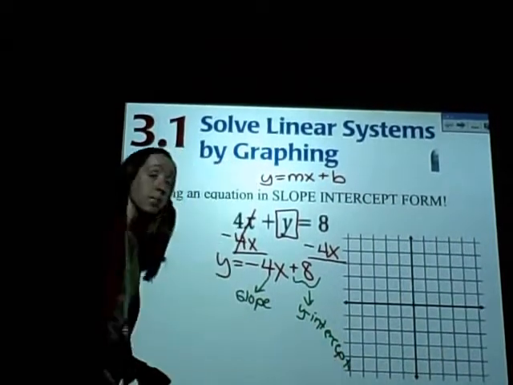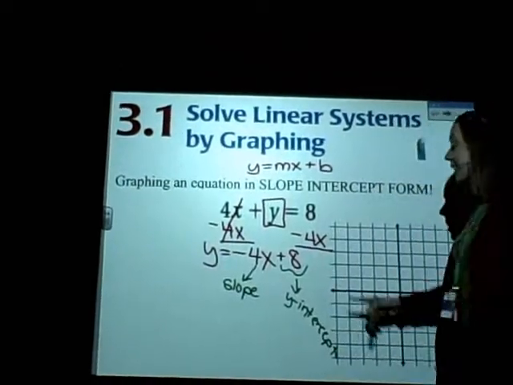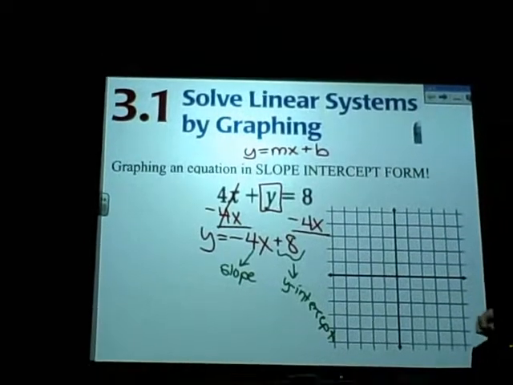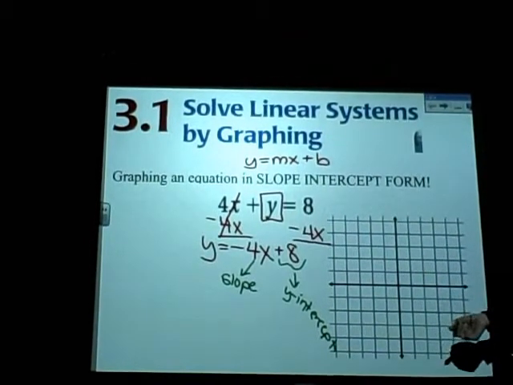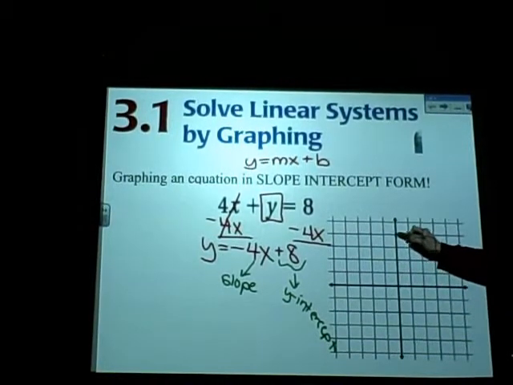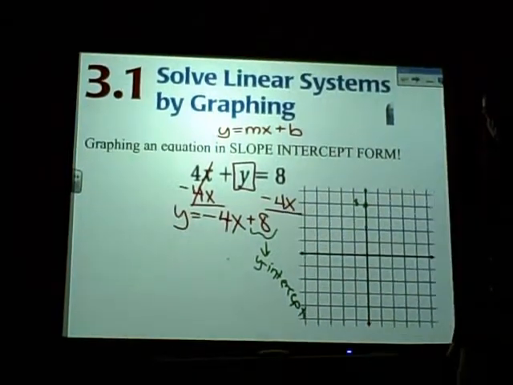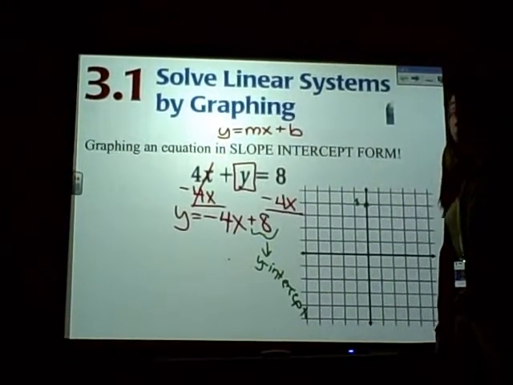My y-intercept tells me where to start on my graph. So since mine is 8, that means I'm going to start at 8 on the y-axis. I'm going to count by 2 since my graph is a little small here. 2, 4, 6, 8. That is my starting point, my y-intercept. Alright, so we plotted our y-intercept at 8.